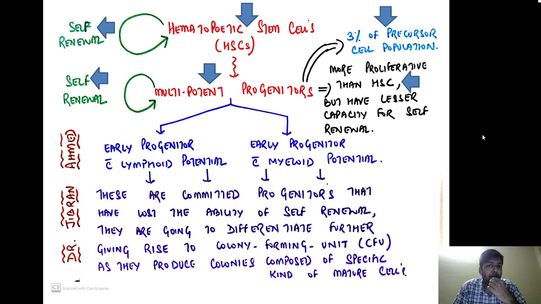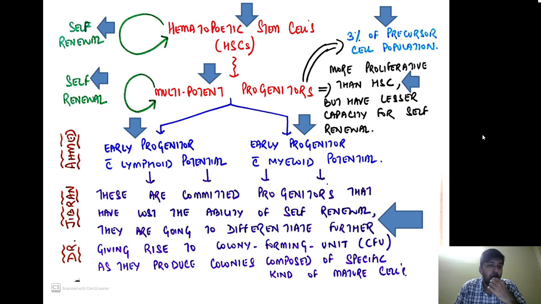So after the multipotent progenitors come the early committed precursors. These are also progenitors, but they have a limited capacity of differentiation. For example, we have early progenitors with lymphoid potential, which will give rise to the lymphocyte series, and early progenitors with myeloid potential, which will give rise to the granulocyte series, for example neutrophils and monocytes. So these are committed. These early progenitors are committed progenitors that have lost the ability of self-renewal.